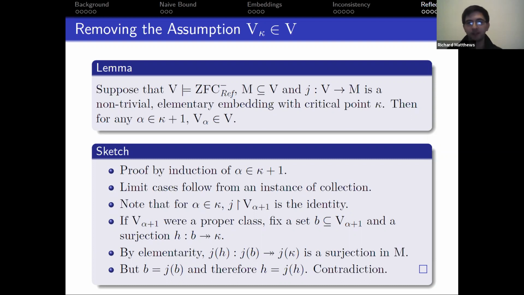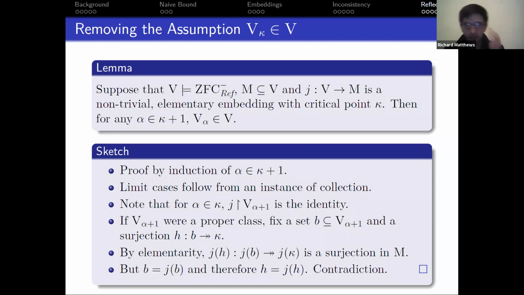Now let's suppose that V alpha plus 1 were a proper class. Then we could fix some set B, which is a subset of V alpha plus 1, and a surjection h from B onto kappa by our theorem. So by elementarity, j of h is a surjection of j of B onto j of kappa in M. But B was a subset of V alpha plus 1, so you can prove that B must in fact equal j of B. And therefore, because of the definition of the function, h is equal to j of h. Just if you plug in all the definitions of what it means for x to be in B and what h of x is.